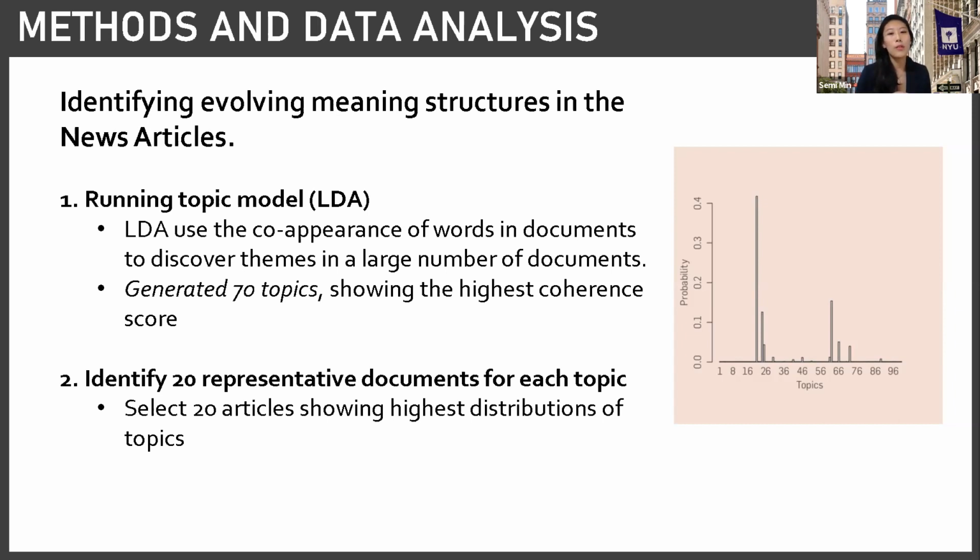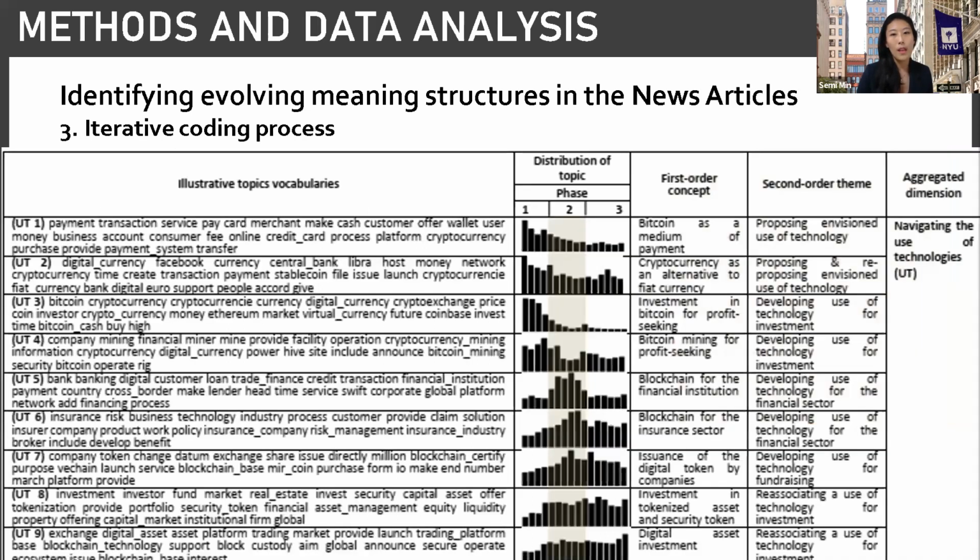The distribution of the topics per each document can also be captured and plotted, as you can see from the figure on the right-hand side. By running LDA, I was able to identify 70 topics. Then I collected 20 representative documents for each topic, showing the highest distribution of the topics. After identifying these representative documents, I read those documents and matched them with the given topics. This table shows the overall data structure I gained from the iterative coding process.